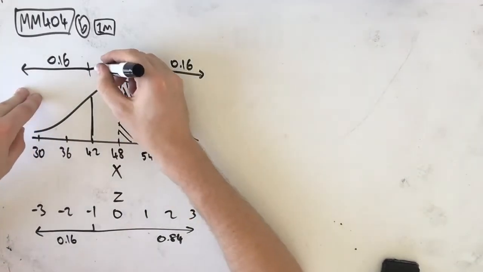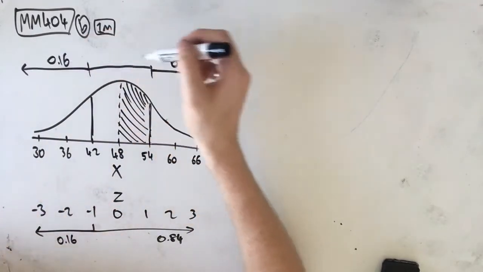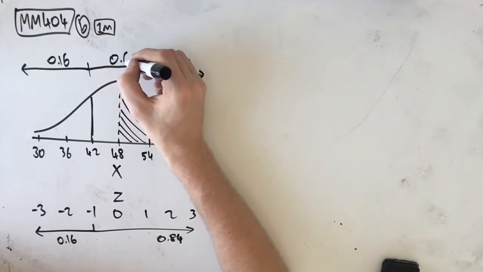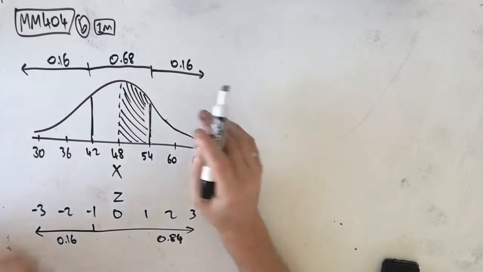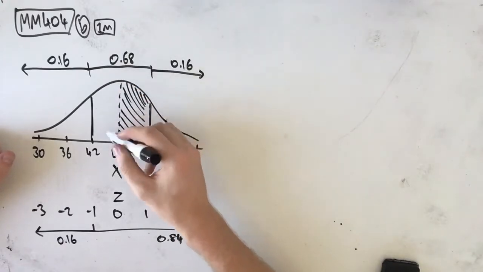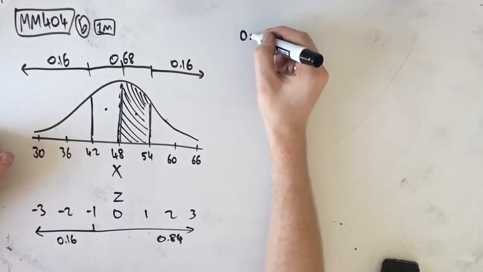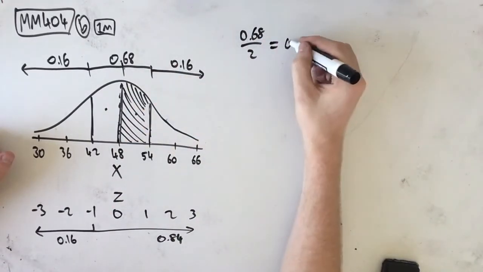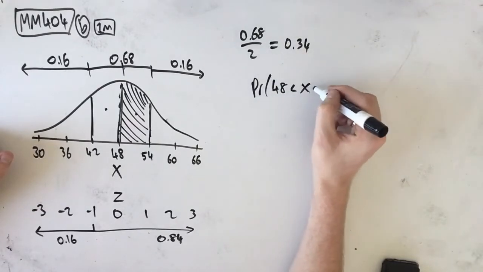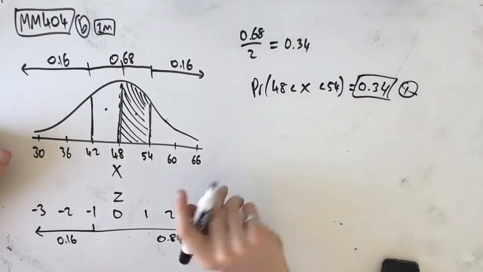Now, because this is symmetrical about the mean, actually, firstly, if this is 0.16 and this is 0.16, that's 0.32 all up, which means that this is 0.68, right? Because all of this has to add to 1. So if this is 0.68 and this section here is symmetrical about the mean, then half of this lies here and half of this lies here. Now, 0.68 divided by 2 is 0.34, which means that the probability that x is between 48 and 54 equals 0.34, which is our first and final mark for part B.